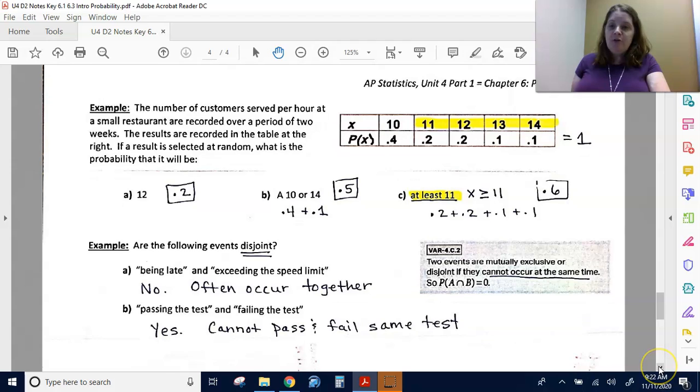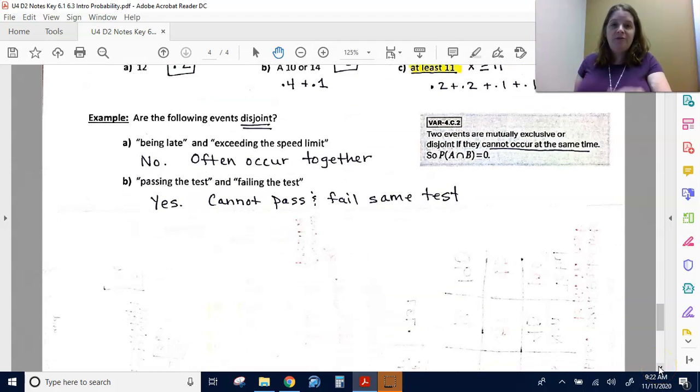Okay. All right, next question says, are the following disjoint? So I look at these two questions and I ask myself, disjoint means mutually exclusive. That means the probability of A and B is 0. So notice these aren't mathematical. So how would you reason through this? So I have two events, being late and exceeding the speed limit. And I would say, could those things overlap?